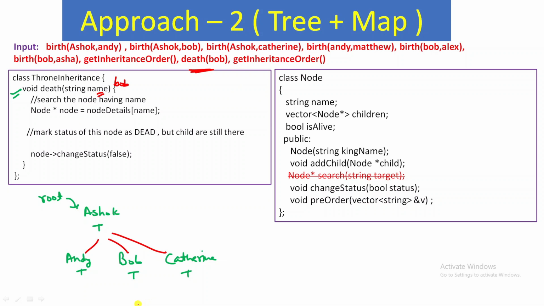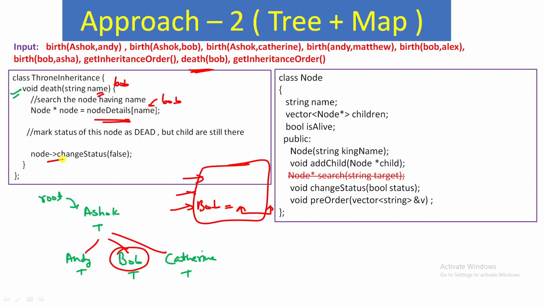Now we are not using the search API, we are directly using the map. Basically with the map we will be getting the address of the Bob. Here you can see we will be passing the Bob and it will directly give me the address of the Bob node in O(1) time. Via that we are calling the change status, and with the boolean value false, we will be changing the status to false. Just via this map we are reducing the time complexity. We are not searching from the starting. And the get inheritance order will be the same implementation as previous, which we have checked.